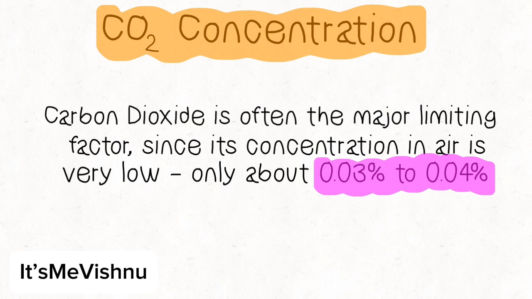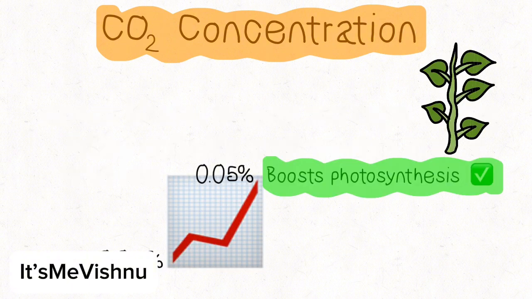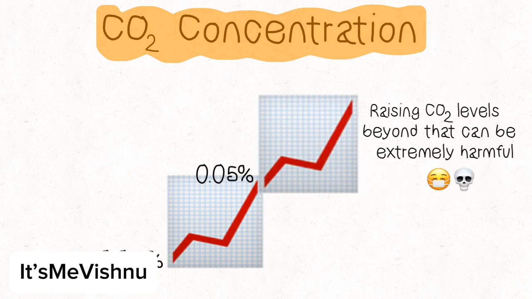Carbon dioxide concentration. Carbon dioxide is often the major limiting factor since its concentration in air is very low, only about 0.03 to 0.04%. Raising carbon dioxide levels up to about 0.05% can boost photosynthesis, but beyond that it can be harmful.